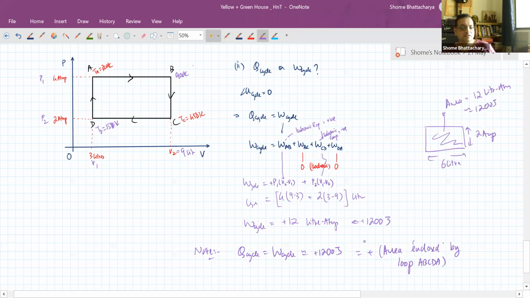So this is not a coincidence actually. We'll see that there's a way to prove it, that every time we have a cyclic process, Q net for the cycle is equal to W net for the cycle, which is equal to the area enclosed. However, depending on the direction in which the cycle is going, whether it is a clockwise cycle or an anti-clockwise cycle, the algebraic sign will either be plus or minus. So finally, the interpretation is that in one cycle, 1200 joules of heat are supplied to the gas.